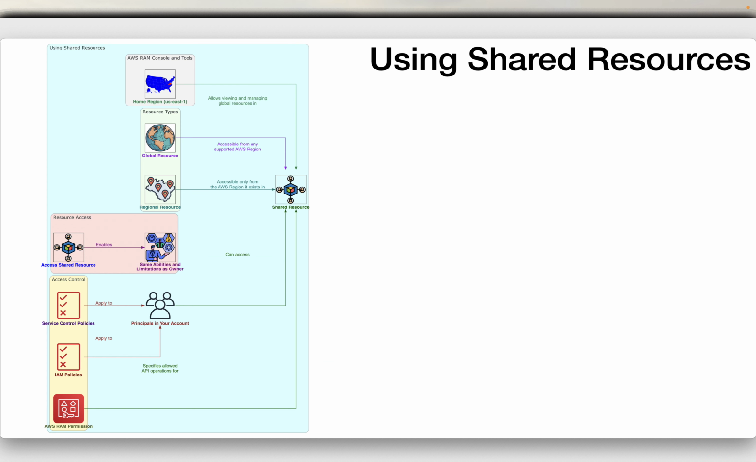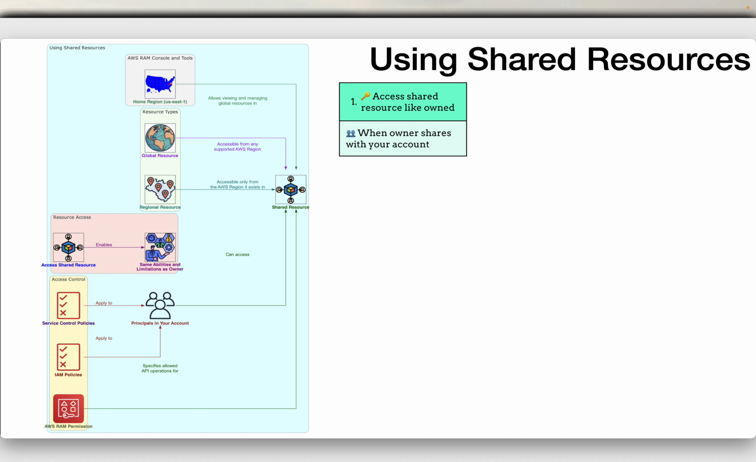So how to use shared resources? This is how to use the shared resources. Now we are talking about the consumer or the target account. When the owner of a resource shares it with your account, you can access the shared resource just as you would if your account owned it.